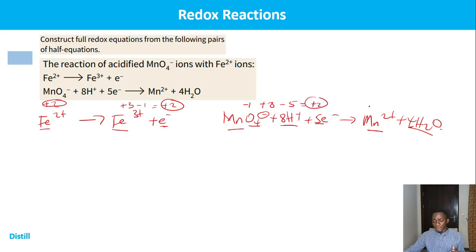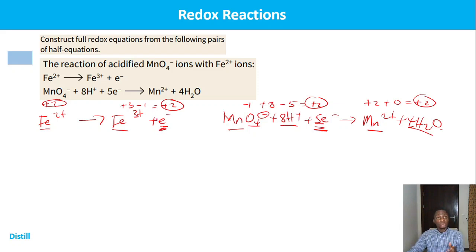And what about this side? We have a +2 plus 0, that is a +2. So the number of charges on the right hand side are also equal. But if you observe, it's a redox reaction. That means that if 5 electrons are lost from one side, it must be gained at the other side. Apparently, 5 electrons are gained here, and we only have 1 electron lost from this side. That means that we have to make this electron here 5.